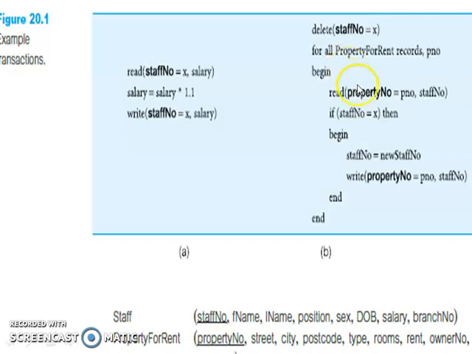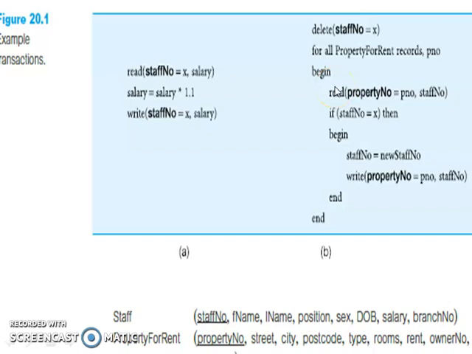So you can see this updation in this figure. Before deleting staff number X, what have we done here? From the property for rent table, first we are finding the property number which is managed by staff number X. If staff number is equal to X, then we are assigning that to a new staff number and then updating the property number. So this is the process we have to do before deleting any data item which is common in both the tables.